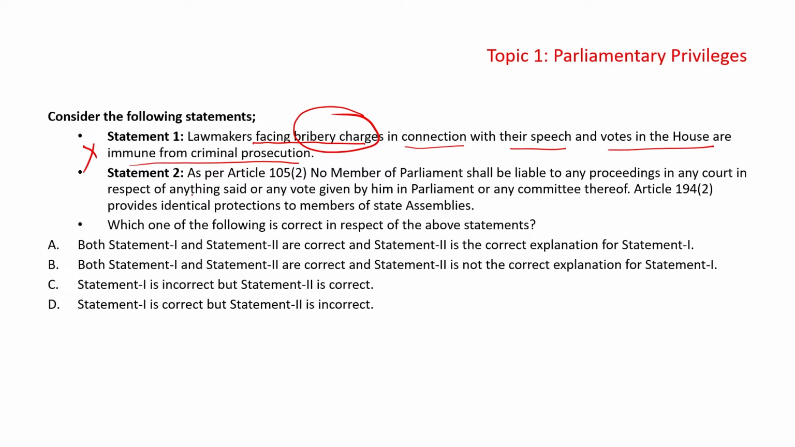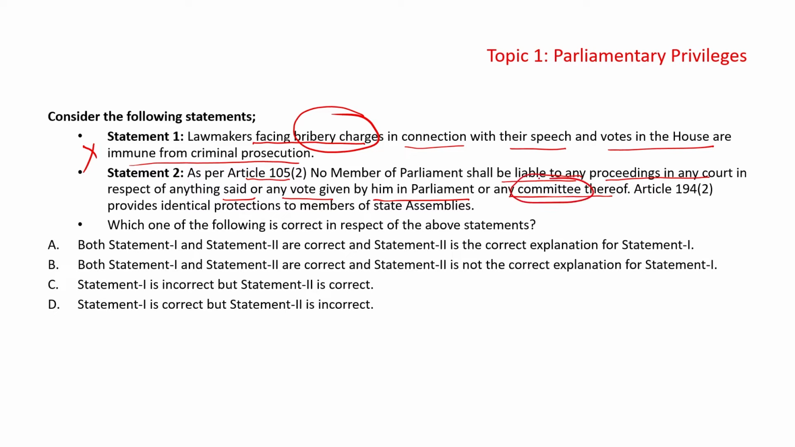The next statement 2 says that as per Article 105 Clause 2, no member of Parliament shall be liable to any proceeding in any court in respect of anything said or vote given by him in the Parliament or any committee thereof.